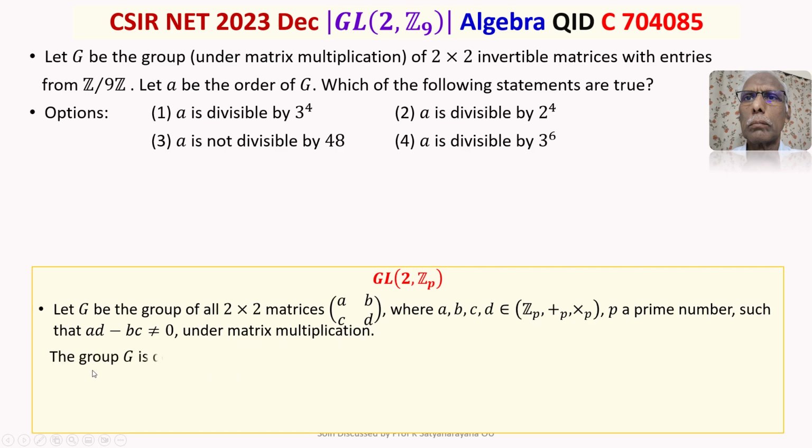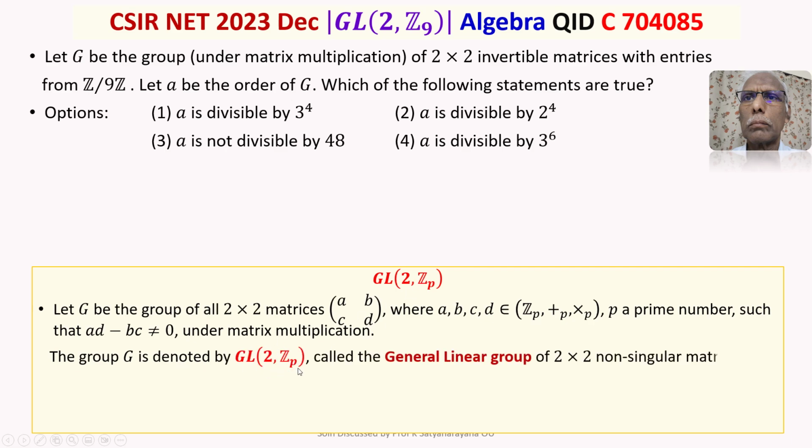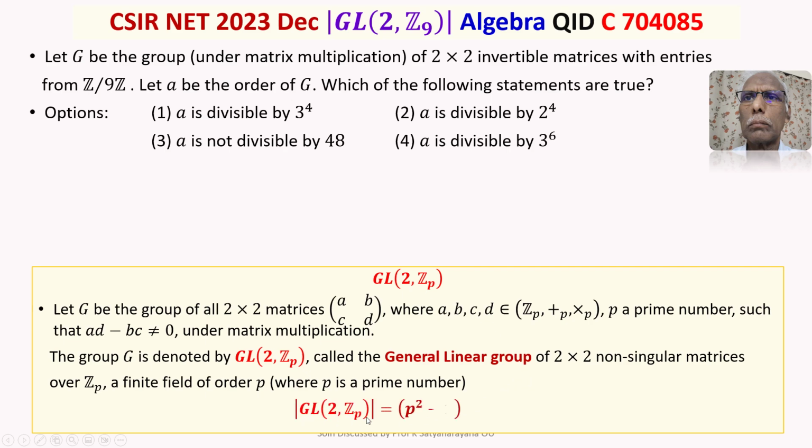This group G is denoted by GL2, ZP, called the general linear group of 2 by 2 non-singular matrices over ZP. ZP is a finite field of order P, where P is a prime number. Then the order of GL2 ZP is (P square minus 1) into (P square minus P). This we know. But now let us get into the question.